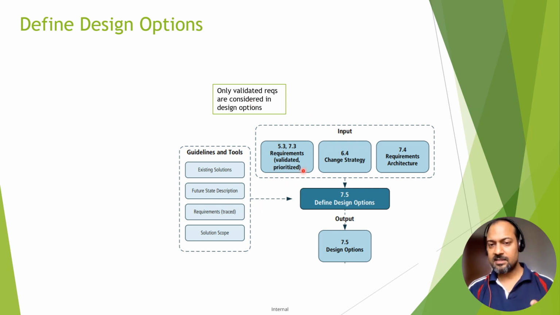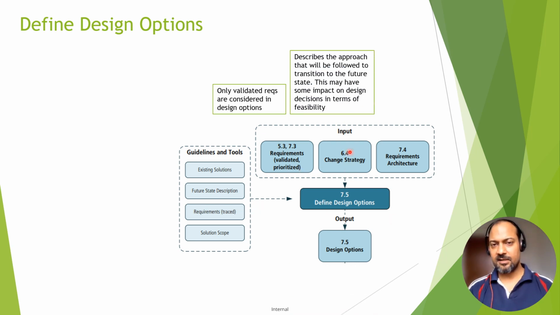How about the prioritized? When you do the backlog prioritization, you prioritize the requirements based on the value, you ranked it higher, right? So these are the prioritized, like the critical requirements are taken up. Then we have change strategy. It describes the approach that will be followed to transition to the future state. This may have some impact on design decisions in terms of the feasibility.